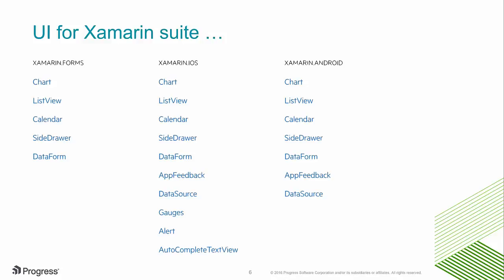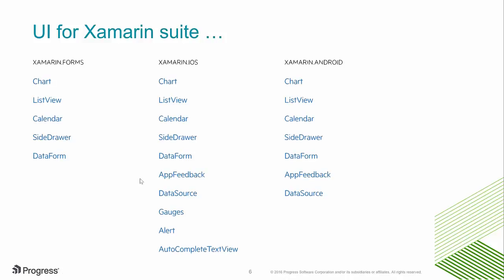If you are developing Xamarin iOS or Xamarin Android, which is the native way of creating cross-platform apps, meaning the UI is in native technologies, like on iOS it's storyboard, on Android it's going to be AXML, we have the native controls also for that. Xamarin Forms is the way where you use XAML, so we have the XAML version of those things also. So this is the UI for Xamarin suite that we have.